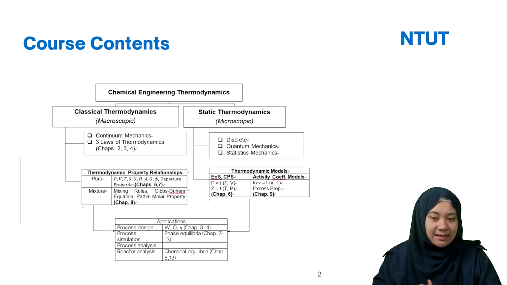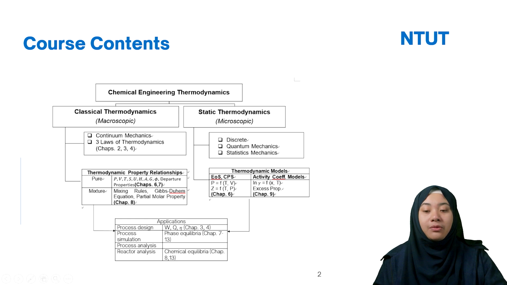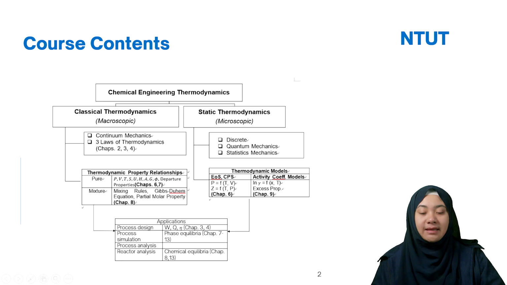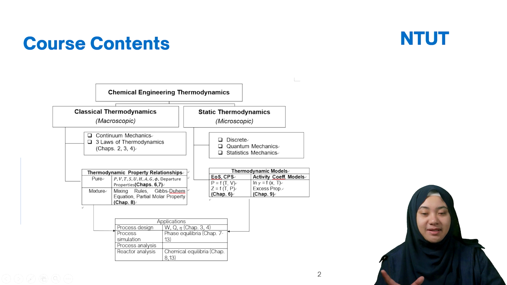So you need to go to statistical thermodynamics, to see how the interaction between each chemical works. In classical thermodynamics, we divide it into two: continuum mechanics and the three laws of thermodynamics. We will learn them in chapters 2, 3, 4. And then for the thermodynamic property relationships, we define them as pure and mixtures. The pure is the most interesting to learn before you learn about mixtures, because for mixtures you need different properties.